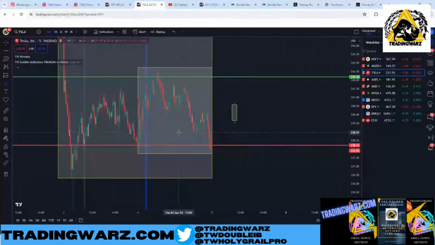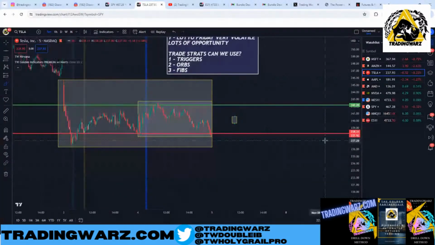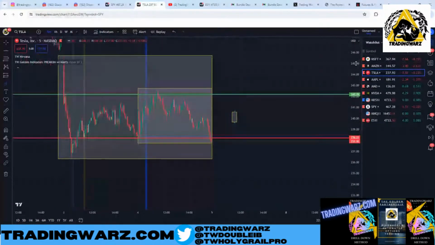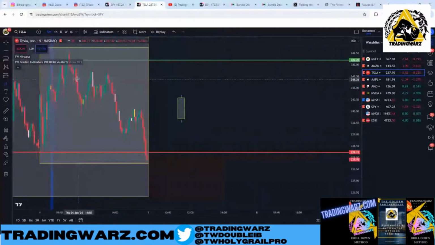Okay, so if we want to take advantage of this candle, because we know Tesla is likely to break out, we can go ahead and just take the breakout of the first candle. So if it breaks above the high of this candle, I'm going to look for long and buy calls. If it goes below the low of this candle, I'm going to look to short and buy puts.